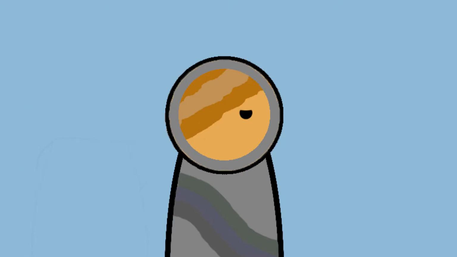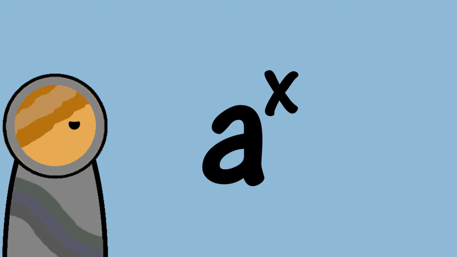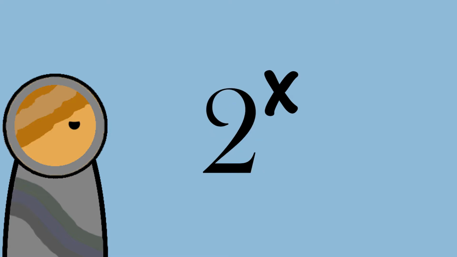Well, how does this work, you might ask? Really, it's quite simple. Let's start with the parent function, a to the power of x. Then, let's replace a with 2, and x with 1.